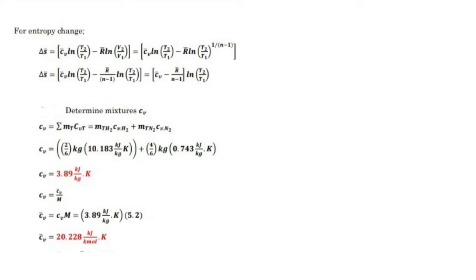Therefore, the CV of the mixture is equal to the total mass of H2 times the CV of H2 plus the total mass of N2 times the CV of N2. Again, by substituting its respective values, we'll have CV equal to 3.89 kilojoules per kilogram Kelvin. And now we are evaluating the mixture CV, which is obtained by CV times the total molecular weight. Therefore, the mixture CV is equal to 3.89 times 5.2, which is equal to 20.228 kilojoules per kilomole Kelvin.